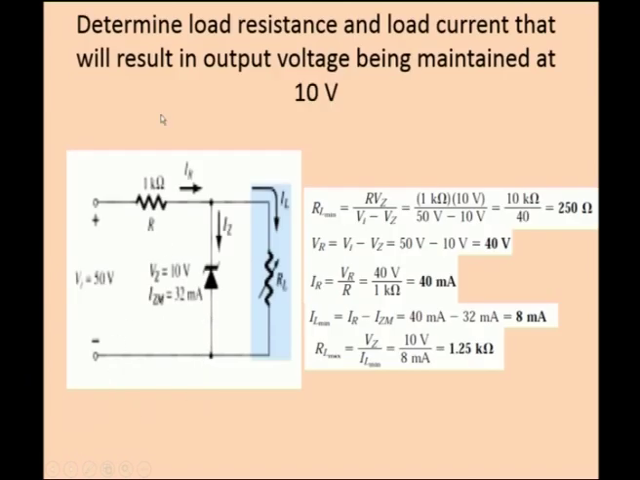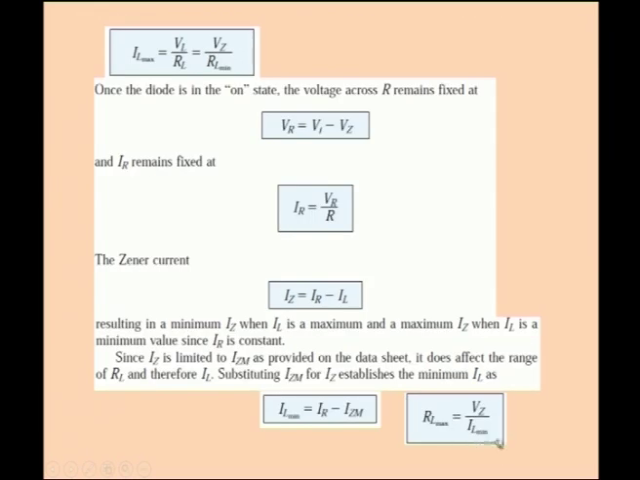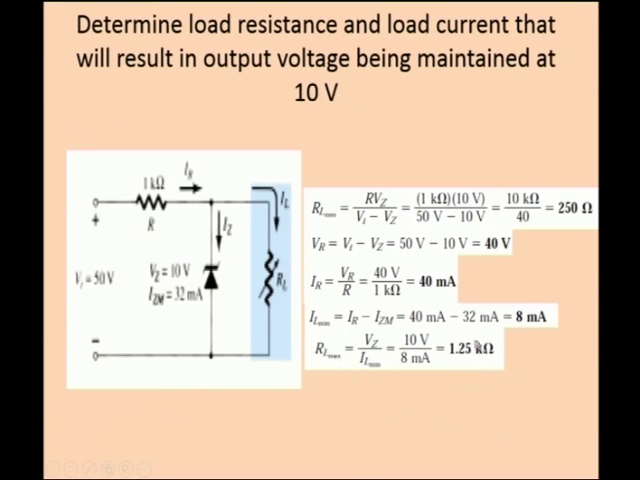This is another circuit where we determine the load resistance and load current that will result in the output voltage being maintained at 10 volts. So, we have to maintain this output voltage as 10 volts for this circuit. Just now we have seen the minimum load resistance for the Zener diode to be on. According to the formula, the minimum load resistance is calculated as 250 ohms. And the maximum load resistance, with the formula VZ by IL minimum, is calculated as 1.25 kilo ohms.